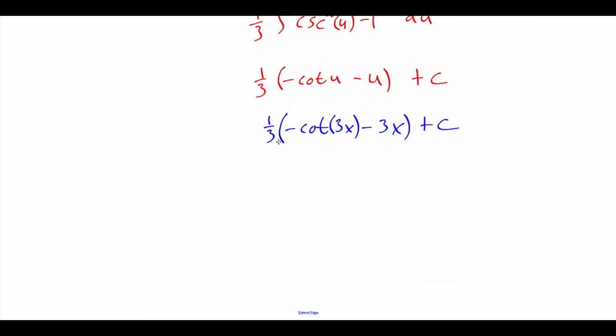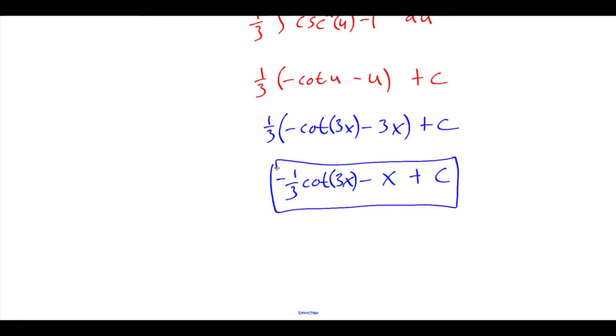And then if we want to, we can take that 1/3 that's out in front and distribute that through. So this will say negative 1/3 cotangent of 3x minus, now when I take the 1/3 times the 3x, those 3's are going to cancel each other out, so we'll get just a regular x, and then plus c. So this is our indefinite integral answer this time.